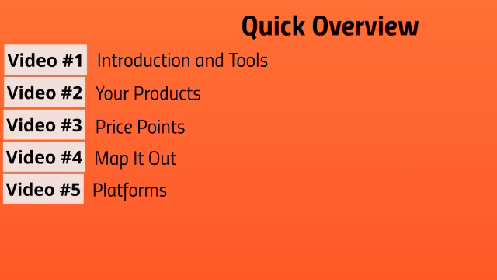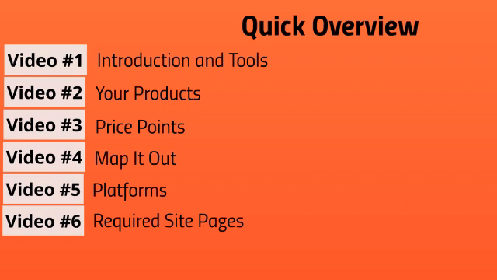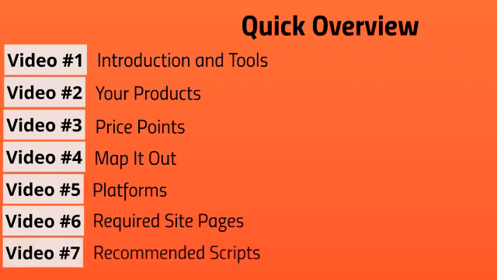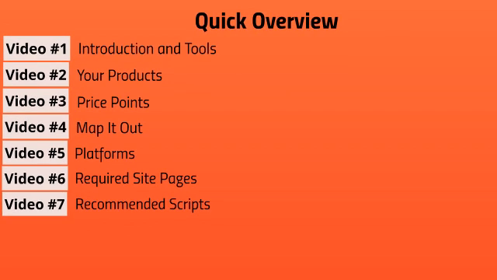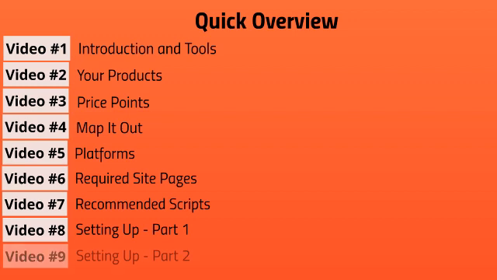In video number five, we're going to talk about different platforms that you can use. In video number six, we're going to talk about the required site pages that are essentially going to be the user's experience. In video number seven, we're going to talk about the recommended scripts, the scripts that we have tested out and found worked well for us over the last decade or even half a decade. So these are time-tested things that we have actually tested out. In video number eight, we're going to talk about setting up part number one, and setting up part number two will be video number nine.